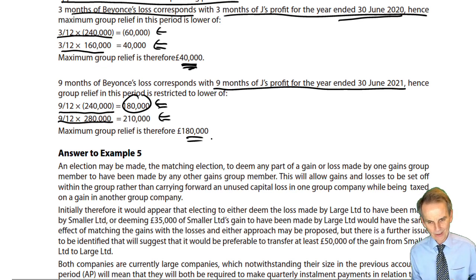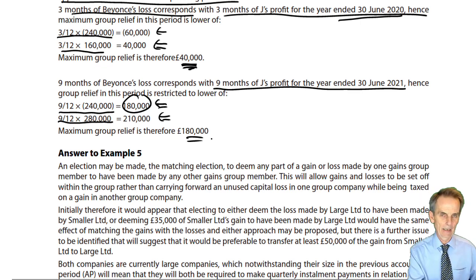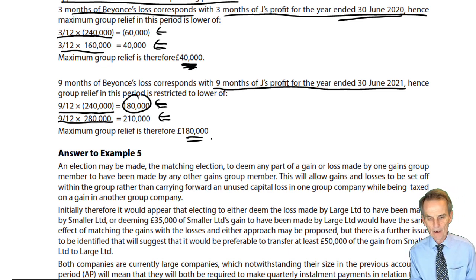So it's not difficult work, it's just messy. There's different amounts of profit or loss, there's different accounting periods, there is a company starting to trade part way through one accounting period. You need to match the relevant periods and then, whatever is a corresponding period, do, where appropriate, the relevant time apportionments. And when you get an amount of loss, an amount of profit, whichever is the smaller, that represents the maximum relief available.